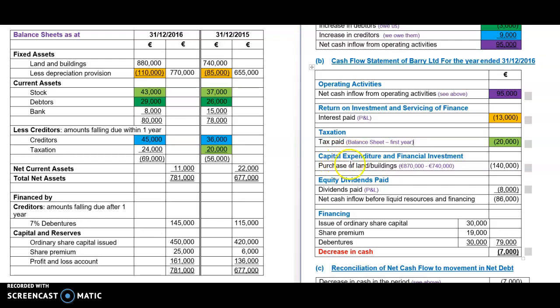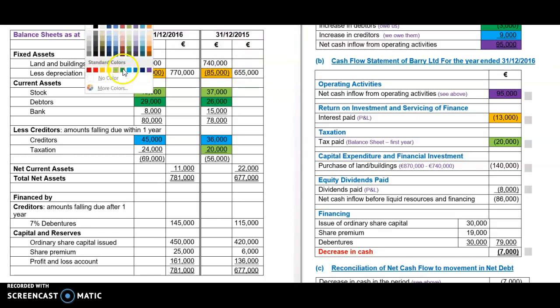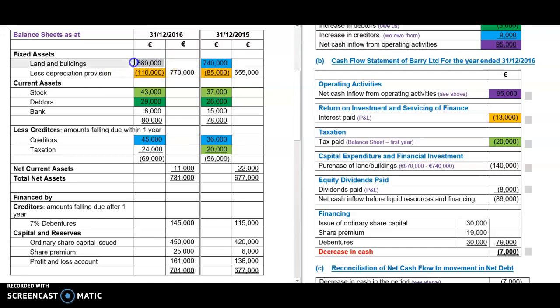Our next heading is capital expenditure and financial investment. And the entry is the purchase of land or buildings. So we go to our balance sheet and we look under fixed assets. So you can see in 2015 it was €740,000, and in 2016 it was €880,000. Again, you can see it's an increase, so the business obviously purchased land and buildings to the value of €140,000. So again, they made a purchase, an outflow of cash, money leaving the business, so it's a minus €140,000.